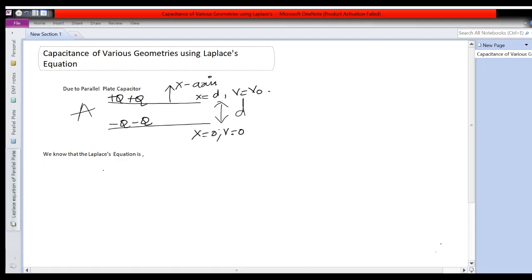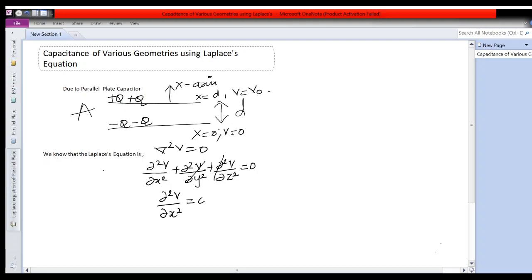Now I am going to start with the Laplace equation. Laplace equation is del square V equal to 0. I am going to write it as dou square V by dou x square plus dou square V by dou y square plus dou square V by dou z square equal to 0. There is no variation along y and z axis since the parallel plates are placed along x axis. So I am going to write dou square V by dou x square equal to 0.